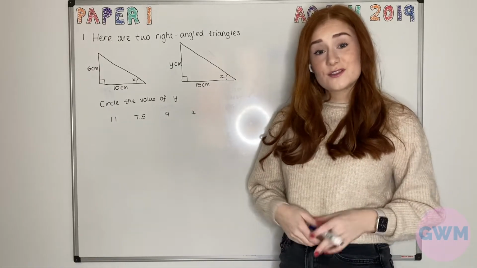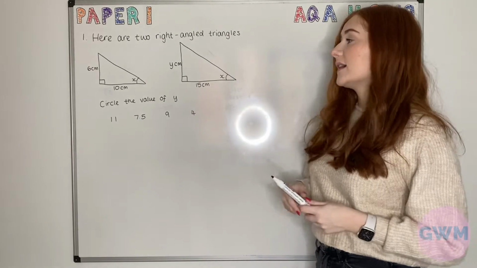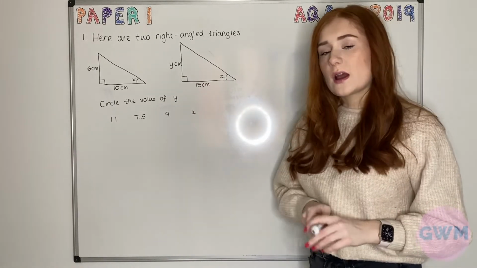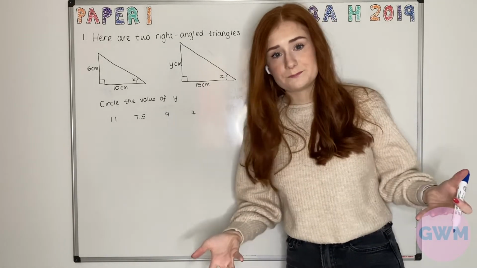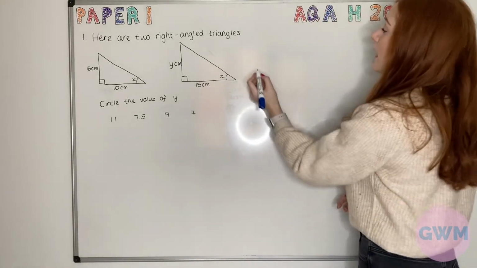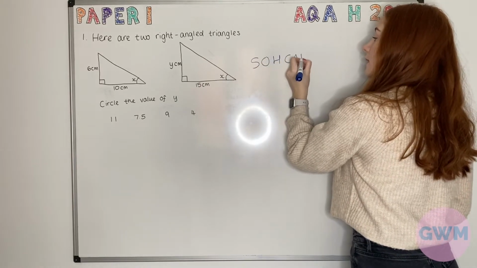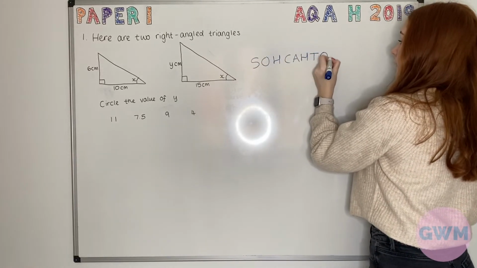Start with question 1. Question 1 gives us two right angle triangles and asks us to calculate the value of y. Now, right angle triangles will follow the rule of SOHCAHTOA. So let's write that out. I remember it as silly old Harry caught a herring trolling off Afghanistan.